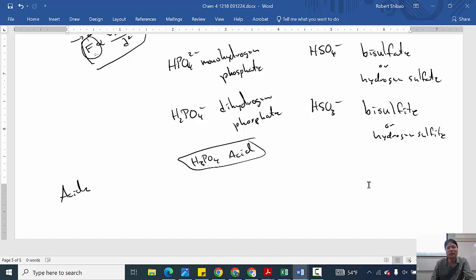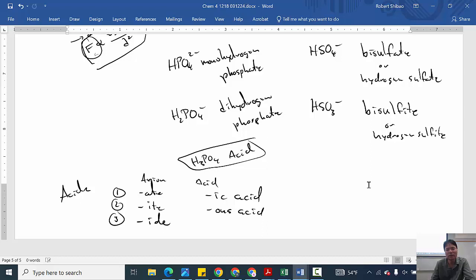For acids, we only have 3 rules. If the anion ends in ate, then the acid is named ic acid. If the anion ends in ite, then the acid ends in ous acid. And if the anion ends in ide, then we use a hydro prefix and the ic acid suffix.